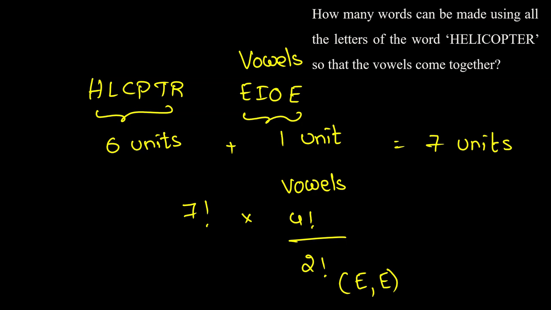Take some new word and try. Okay, now this we did separately: vowels together, consonants together. Some questions they ask both: vowels together, consonants together, both. For example, how many words can be formed using the letters of the word helicopter, where consonants should be together and vowels should be together? Then what should be your answer? Both together means all vowels 1 unit, all consonants 1 unit, so 2 factorial, multiplied by vowels 4 factorial divided by 2 factorial, consonants 6 factorial. That's it.